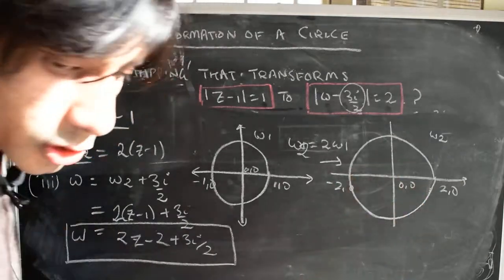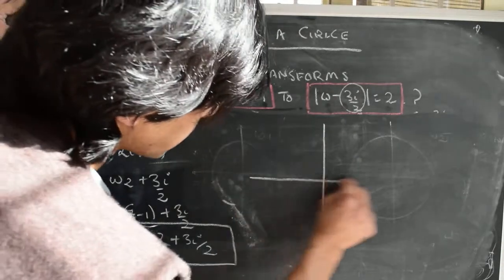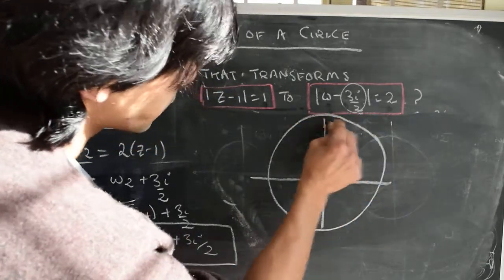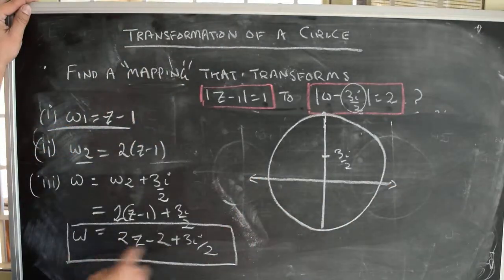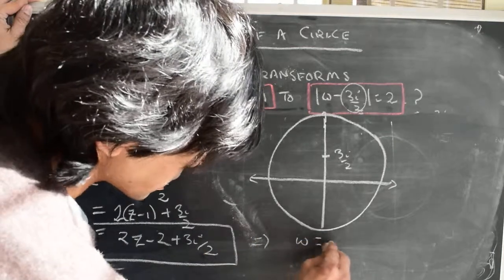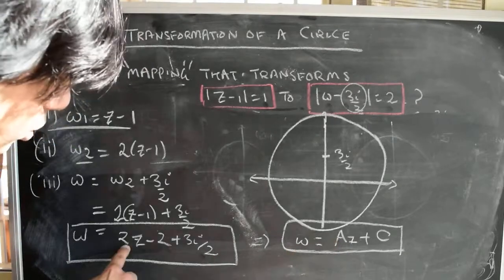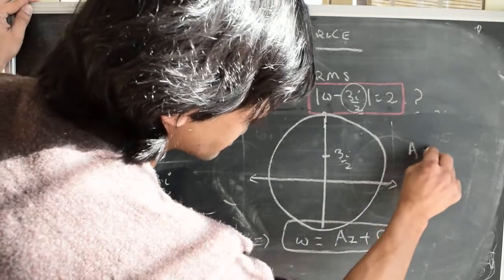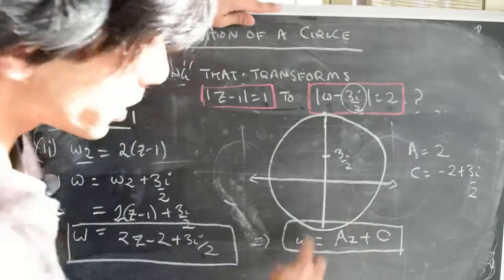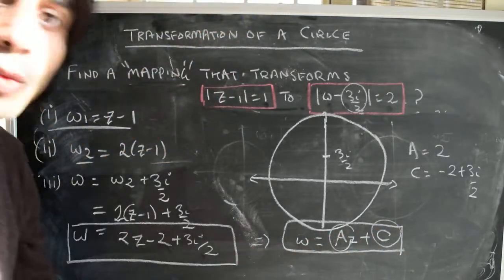And this will give us the final circle, which is centered at 3i over 2, and it has radius of 2 units. This one, right? And the mapping that achieves this is 2z minus 2 plus 3i divided by 2. Now notice that this mapping is of the form W equals a z plus c, some complex constants, and in this case the complex constant a is 2 and c is minus 2 plus 3i divided by 2. So this is a mapping which is a composition of both a rotation and a scaling plus a translation. This is what we had anticipated earlier.